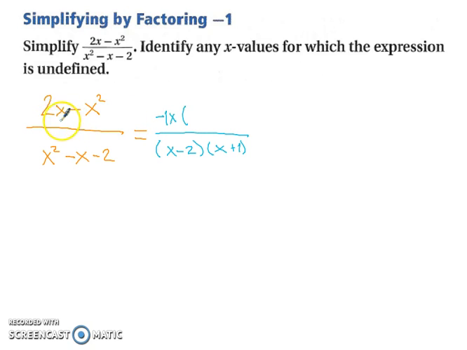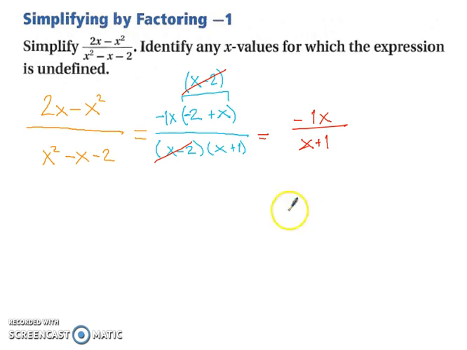Well, what's that going to leave us with? So that leaves us with 2, negative 2, and then a positive x. You can rearrange this so it says x minus 2, because it's just a negative 2 and a positive x. Well, hey, those are the same, so we can cancel those out. So we can cross those out, leaving us with this negative 1x on the top with an x plus 1 in the denominator.